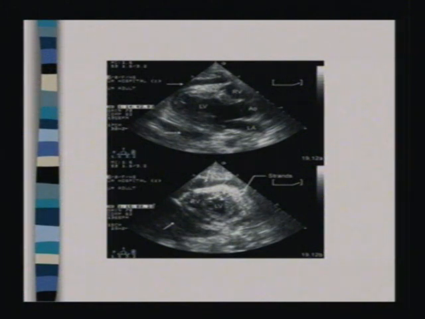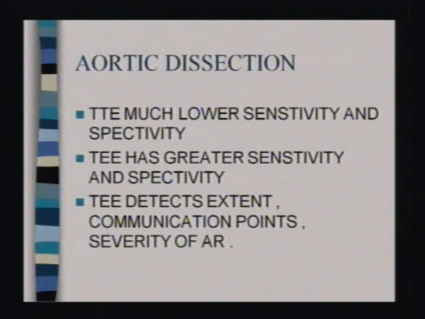This is another patient with high grade fever. He has a pericardial effusion, as you can see, and thick fibrous strands around, which turned out to be tubercular. In patients of aortic dissection, I have already mentioned that transthoracic has lower sensitivity, while transesophageal has greater sensitivity and specificity, and TEE detects the extent, communication points and severity of AR.